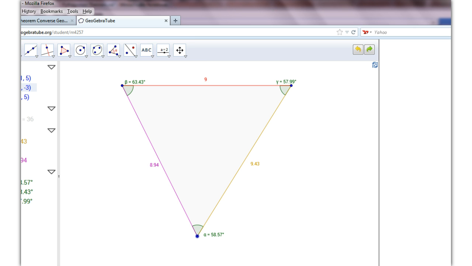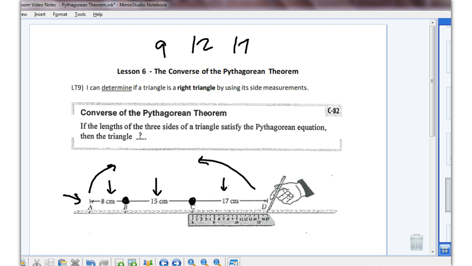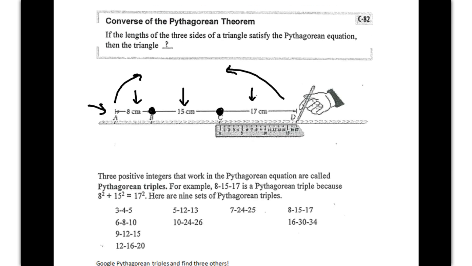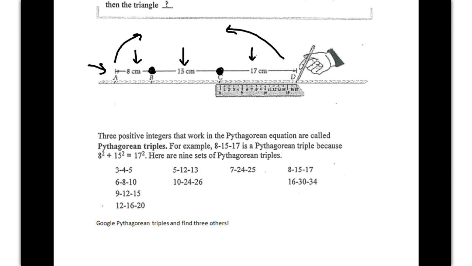So let's go back to just looking at a few examples of this. Remember, the converse is basically telling us if it forms a right triangle or not. And here are about 9 examples of Pythagorean triples. These numbers all form sides of right triangles. And if you notice, these numbers are in order from smallest to biggest. They don't have to be, but that's typically how you'll see them.